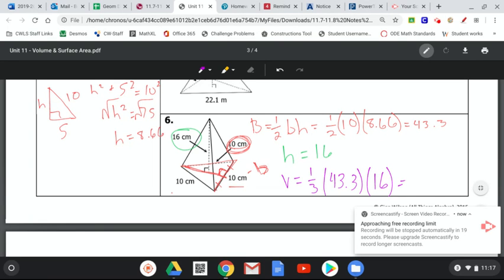You should get 230.93. And it's going to be centimeters cubed. So that's your answer right there, 230.93. All right, guys. So we're going to get cut off here in a second.